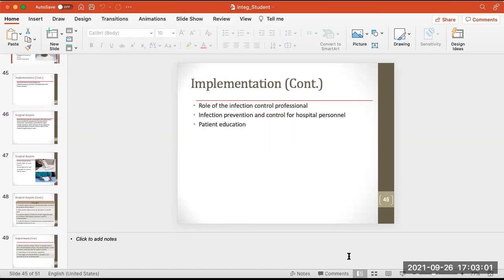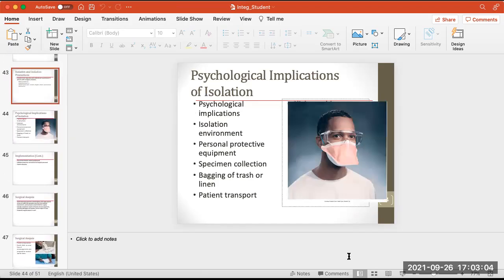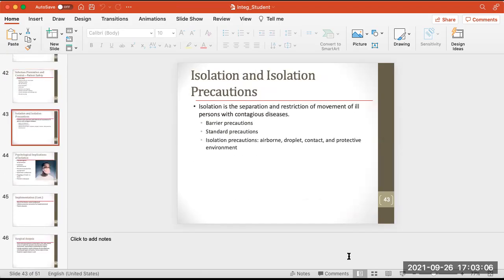So going back to the isolation part, you learned how to put on the isolation garb, the mask, gown, and gloves, and how to take them off. Why do we also need to talk about different kinds of isolation precautions? What do we mean by airborne, droplet, or contact isolation? It will always depend on what kind of disease the patient has. Is it something that spreads through airborne particles? Is it something that spreads through droplets?